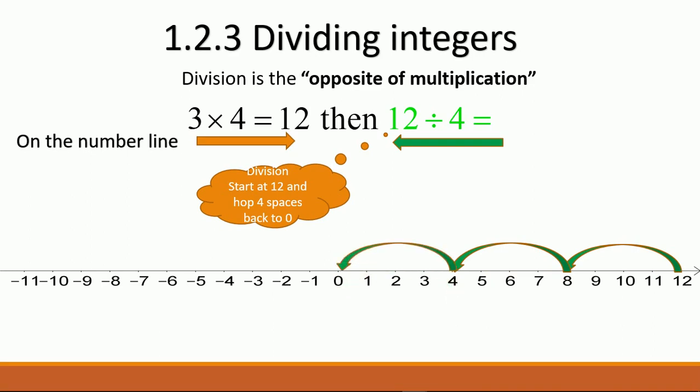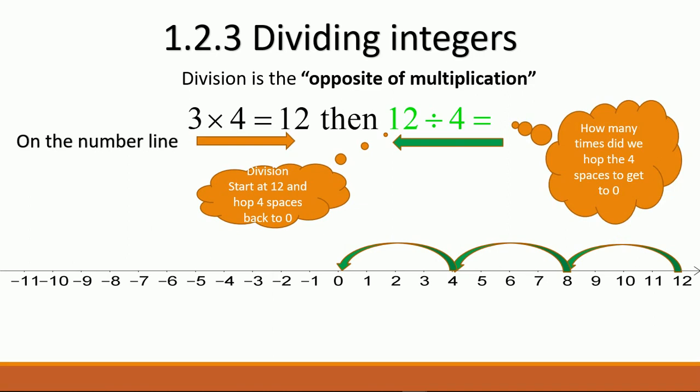So now we're counting how many hops did it take us to get to 0. So that is 1, 2, 3 hops, and that number of hops is going to be my answer to my division problem. How many times did we hop the 4 spaces to get to 0? We hopped 3 times. I hope this is clear, and it's very easy to use the number line to find the answer. Let's try another one.